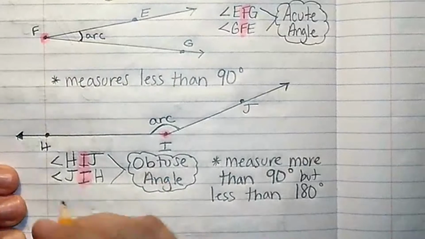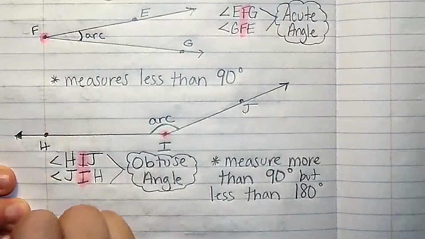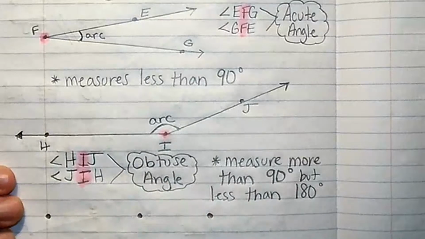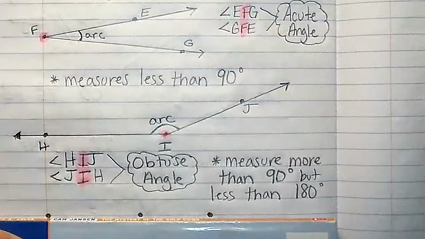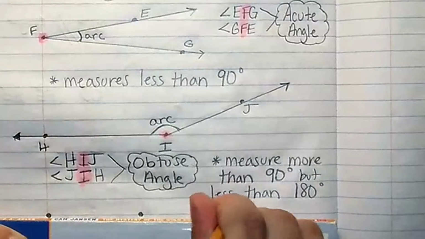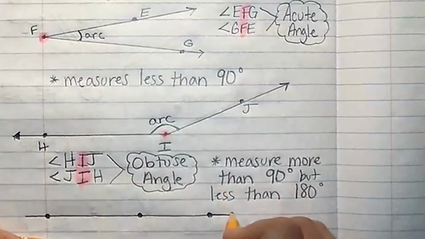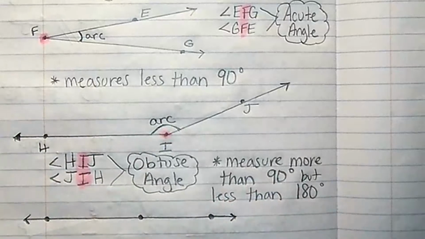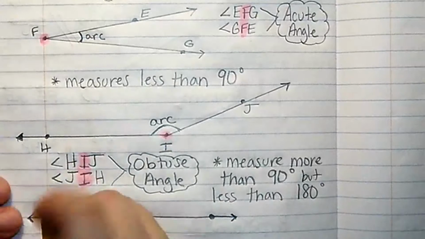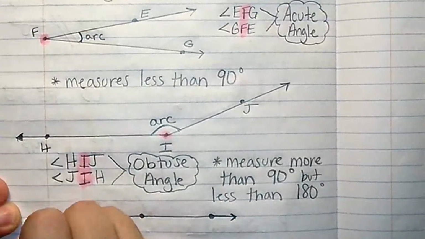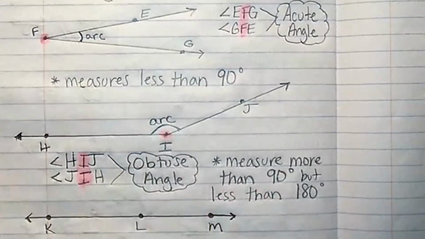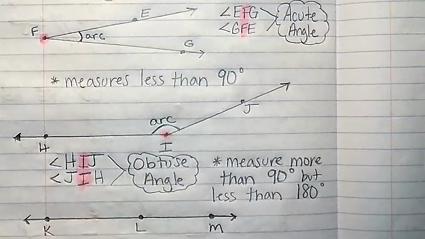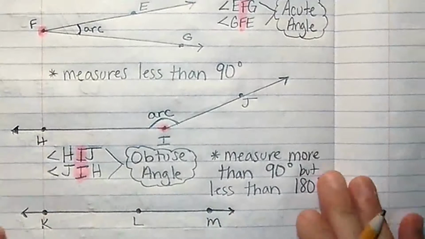Next, I'm going to go to the next line and I'm going to put 3 dot points in a row. And I'm going to use my straight edge to connect them, making sure I overlap going in both directions. I go past the point so I can put my arrowheads. What does that look like to you? I'm going to label it K, L, and M. This is another angle. What does it look like? It looks like a line to me. It looks like a straight line, doesn't it?